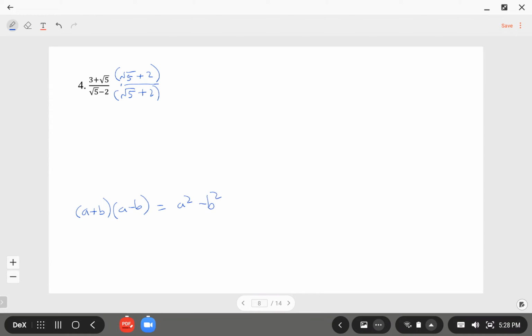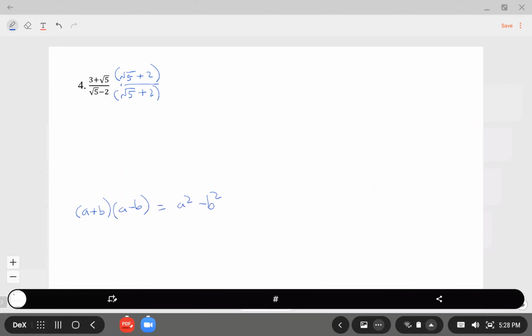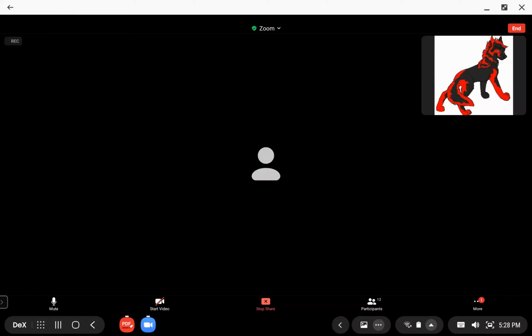So using this formula, you can just multiply it by... why did I take another screenshot? Oh, this is a screenshot, but my arm was pressing against it. Anyways, square root of 5 plus 2 over square root of 5 plus 2, that's just 1. So multiplying by 1 really doesn't make a difference, but it does.